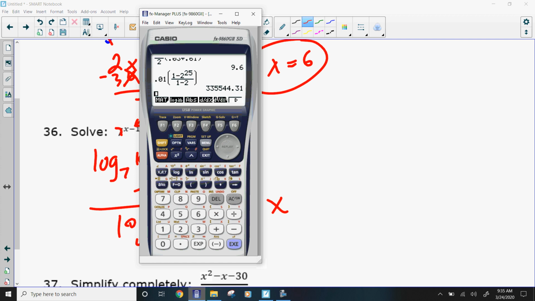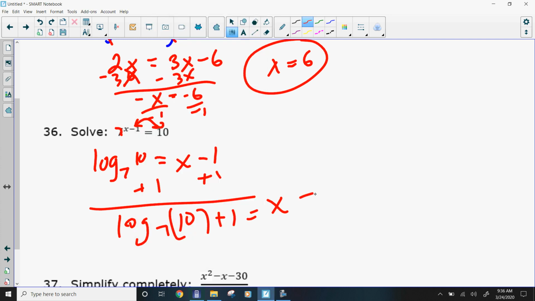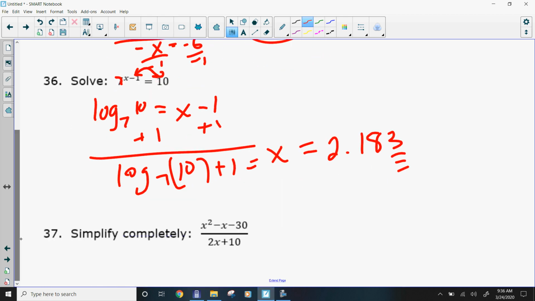So let's see what we got here. Here it is. Log base 7 of 10. Then we're going to add 1 to that. And it's going to be a decimal most likely. Yep. 2.183. I like going three numbers, but it just depends on your teacher.